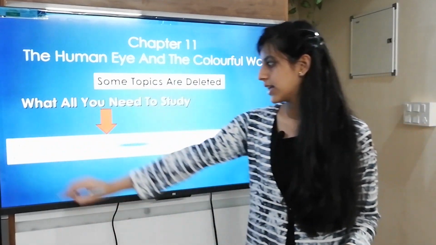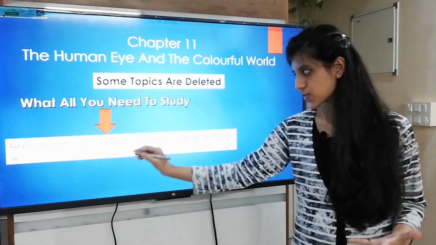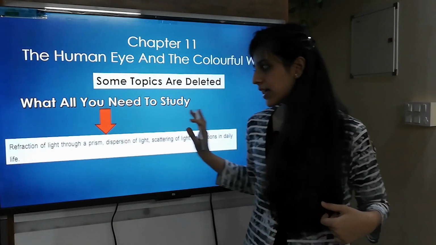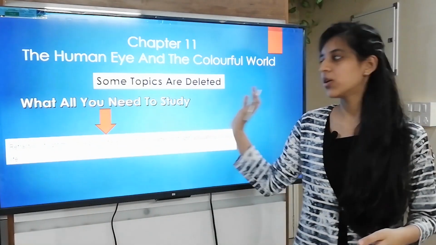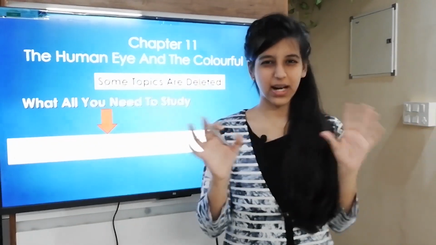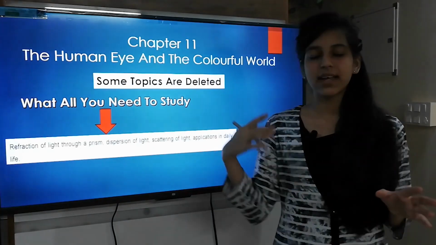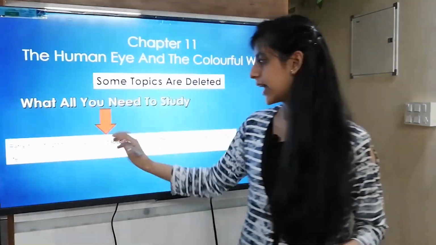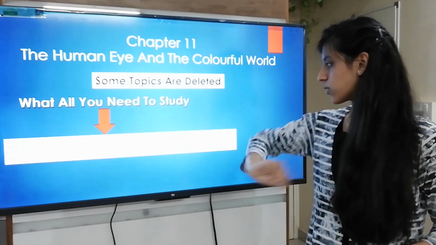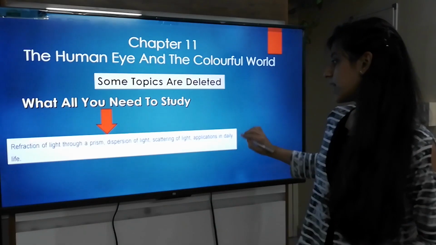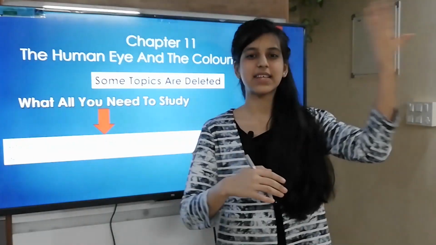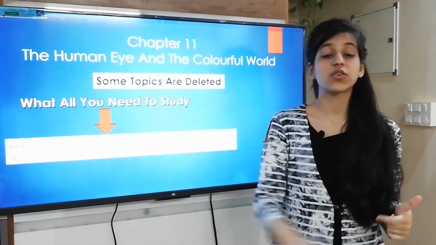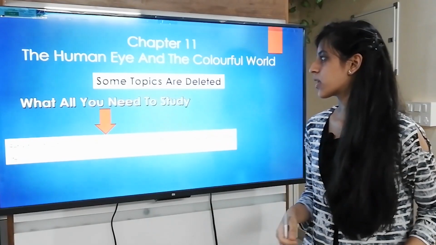You need to study the refraction of light through a prism, dispersion of light, scattering of light, applications in daily life. This is the only chapter in physics where you need to go with some diagram type work, I can say. Like in light, you need to make those ray diagrams, but here you need to make them through the prism. Dispersion of light, scattering, applications in daily life, early sunrise, early sunset, that concept is there now. So for that also go with the diagrams.